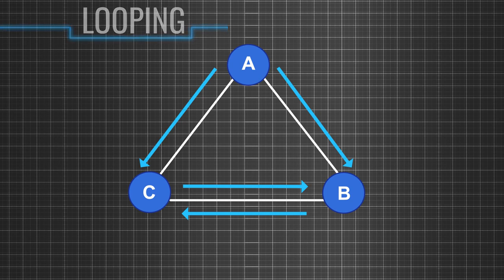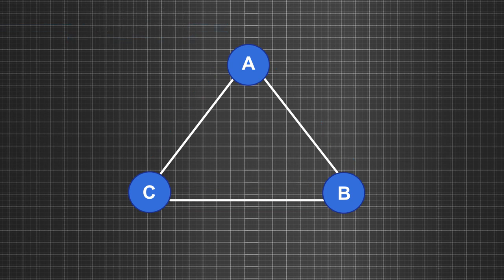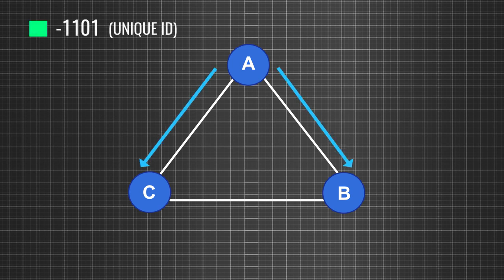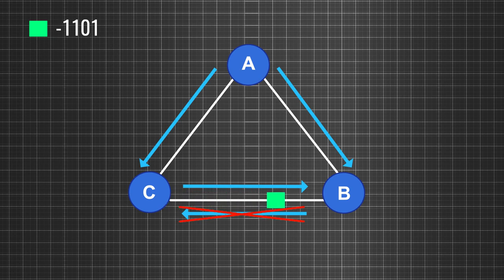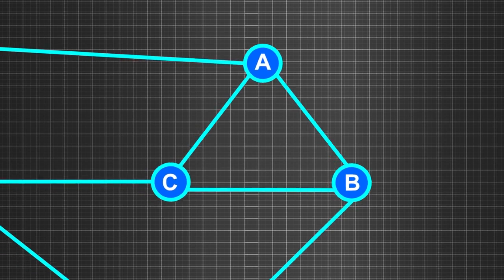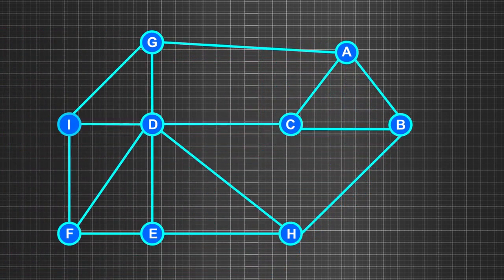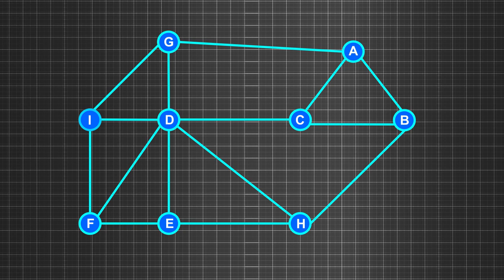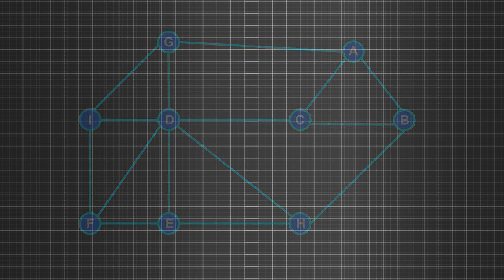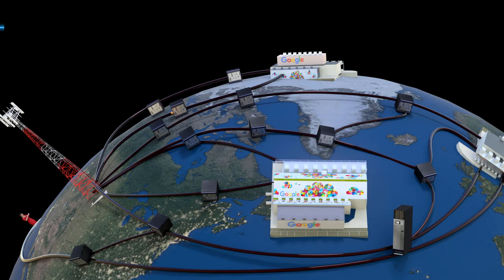So, how do you overcome the looping problem? Each packet is assigned a unique ID. When B receives this packet with its unique ID from A and C, it does not send it to C. After the flooding operation, each node independently runs Dijkstra's shortest path algorithm to determine the shortest path from itself to other nodes in the network. The algorithm we saw is implemented in a network with the help of protocols.